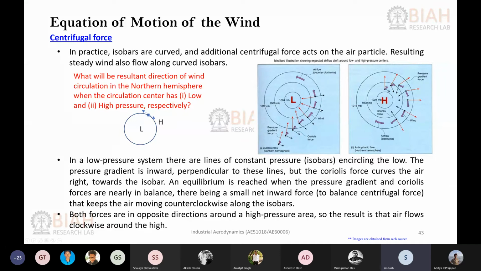Now there will be a slight imbalance between this pressure gradient force and the Coriolis force, and because of that the wind will be deflected towards its right. That extra deflection will again be balanced by the centrifugal force, which will act along this direction, parallel to the Coriolis force direction. So because of this the wind starts to rotate in a counterclockwise direction when the center has low pressure, and with the same logic you can find that it will be clockwise when the center has high pressure.